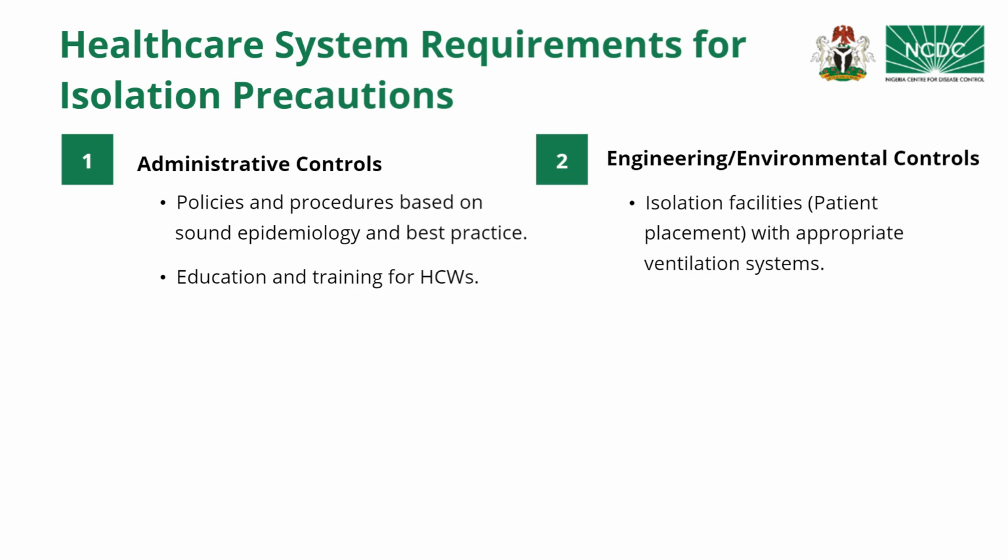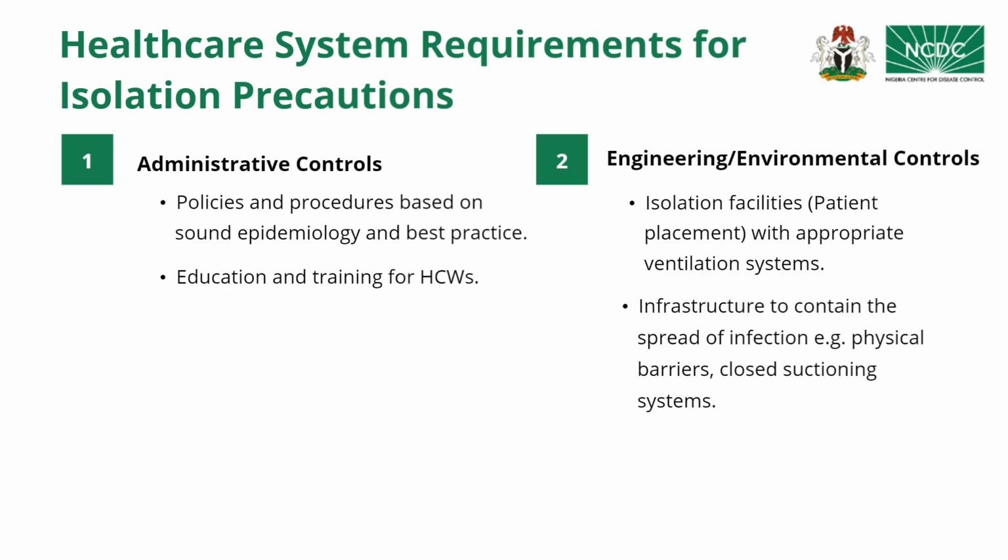Isolation facilities with appropriate ventilation systems should be provided for suspected and confirmed COVID-19 patients, and the patients should be placed appropriately in these facilities. The facilities should have appropriate infrastructure to contain the spread of infection, such as physical barriers to separate patients and closed suctioning systems for airway suctioning for intubated patients.